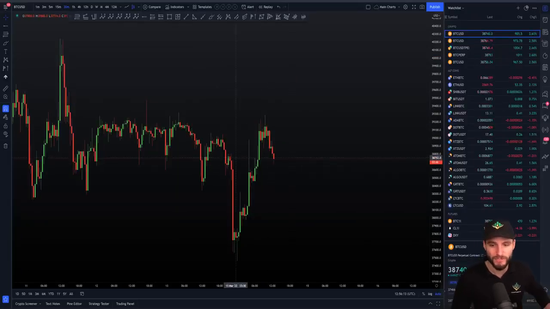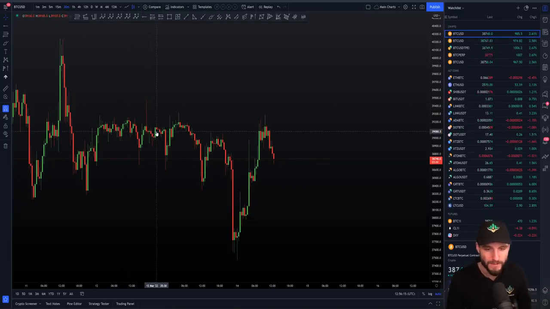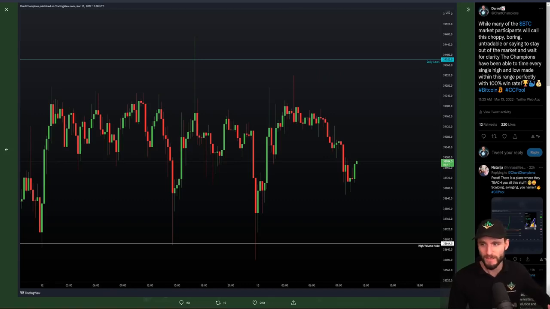Again, I refer to this because people are referring to this as choppy, untradeable, boring price action. And I'm here showing you it's not boring, it's not choppy, it's actually very well respected technical analysis. The levels are here to the dollar to the T. And obviously I made a post that day saying, this is given 100% win rate. Obviously, I'm referring to the past 3 trades, 1, 2, 3.